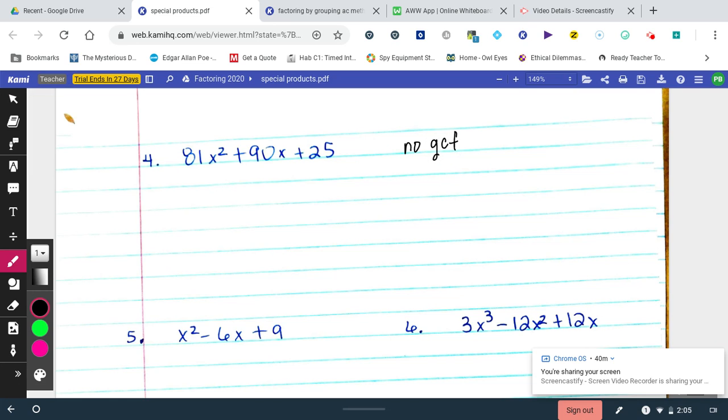So I can just proceed with finding the square root of the first term. So the square root of the first term is going to be 9.